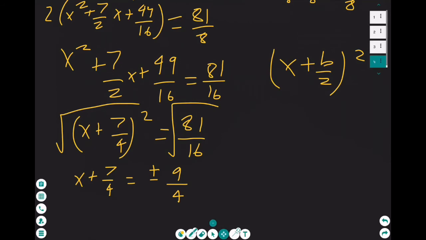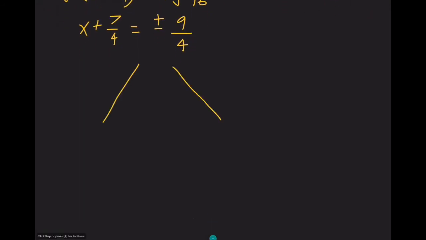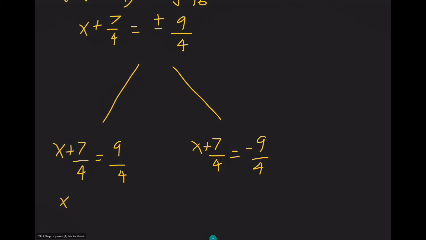Okay, I'm gonna have to get more space. Okay, so now we can create two different equations to solve for x. So x + 7/4 = 9/4. Then x + 7/4 = −9/4. Alright, so then for this one, you're going to want to subtract 7/4 on both sides. That will get you x = 2/4, which equals 1/2.